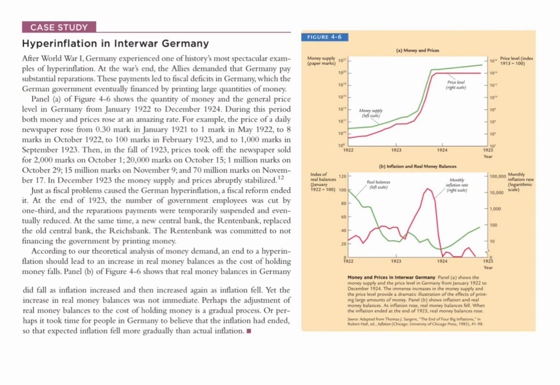So it was stabilized, backed up. The fiscal problem caused the German hyperinflation and the fiscal reform ended it. At the end of 1923, the number of government employees was cut by a third, which we can see as an austerity program, and reparation repayments were temporarily suspended and eventually reduced. At the same time, the Rentenbank replaced the Reichsbank. The Rentenbank was committed not to financing the government by printing money. And as you see on the scale, in 1924 to 1925 inflation almost reached zero.